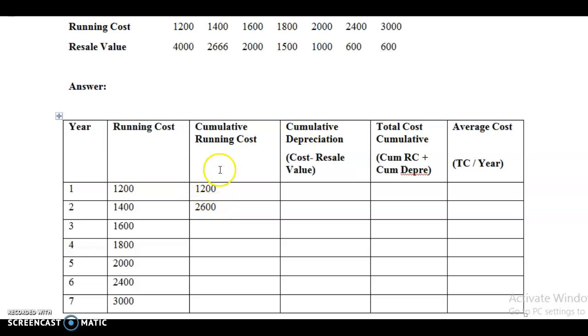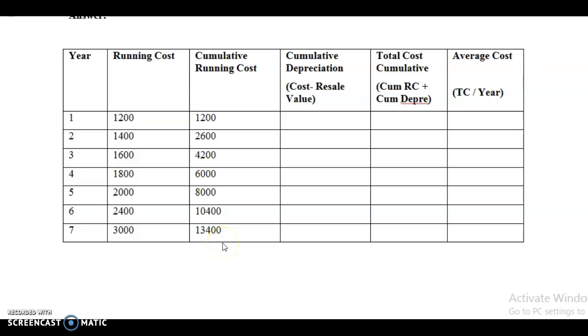In order to find the cumulative running cost, we first write the amount 1200, then we add 1200 plus 1400, and we get the amount 2600. Next we add 2600 plus 1600, and get the amount 4200. That's how we fill all these rows. We filled all the rows of cumulative running cost.